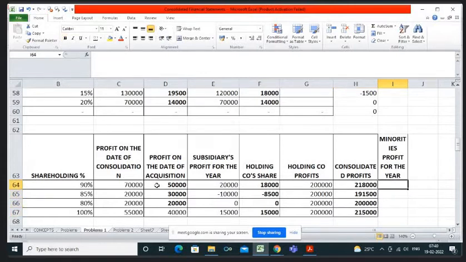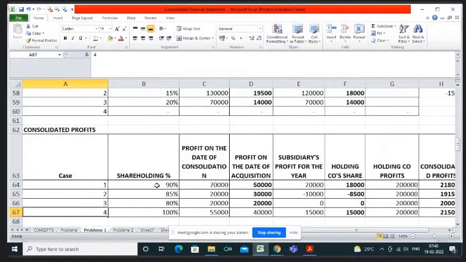Then how much is the minorities profit for the year? Minorities profit for the year will be 20,000 minus 18,000. 2,000 will be the share of profits for minorities. In the second case, there is a loss of 1,500 for the minorities. The third case, there is no profit at all. Fourth case, there is no minority at all. So, minorities share of profit will be 0.